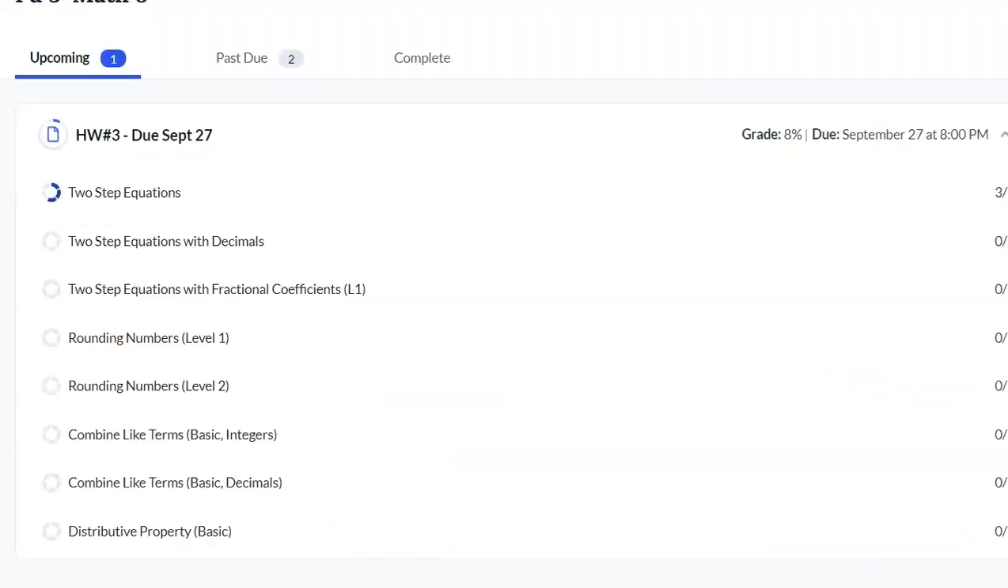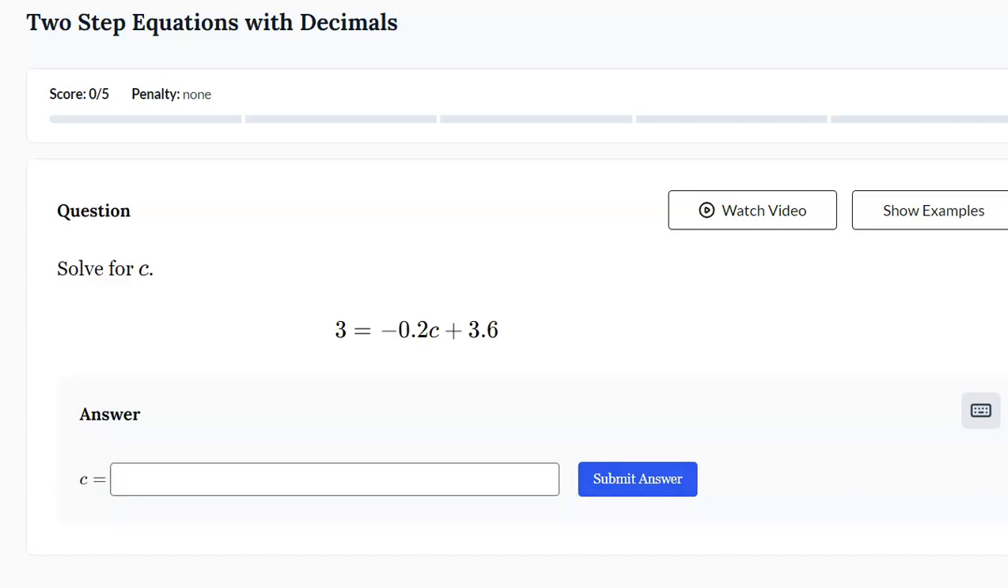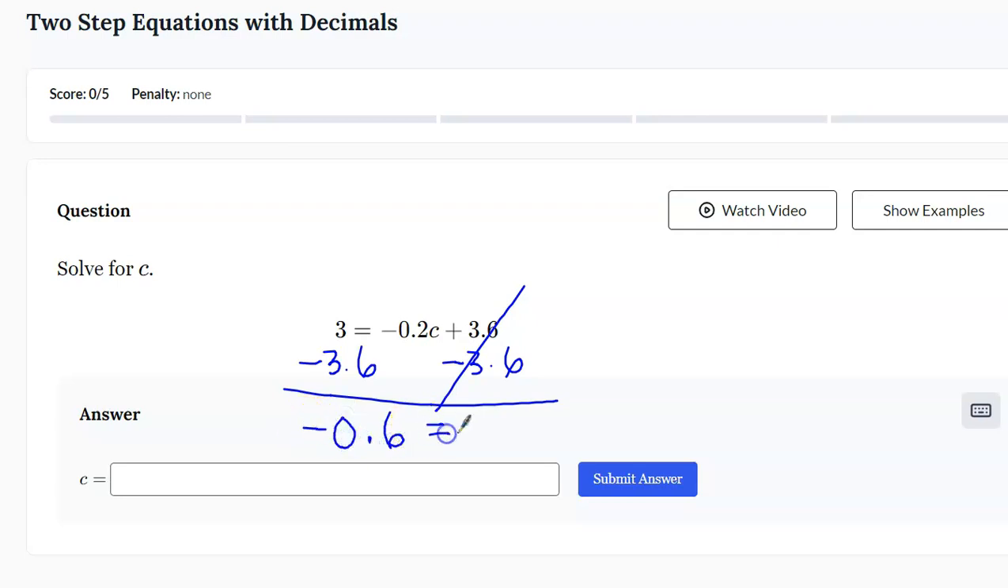Alright, let's take a look at the next topic, which is two-step equations, but with decimals this time. So you're definitely probably going to need a calculator for this part. Find your variable, then get rid of the constant first. So I'm going to subtract 3.6 on both sides. I'm going to pick up my calculator. I'm going to type 3 minus 3.6. And when I do that, I get negative 0.6, and then I rewrite my right-hand side.